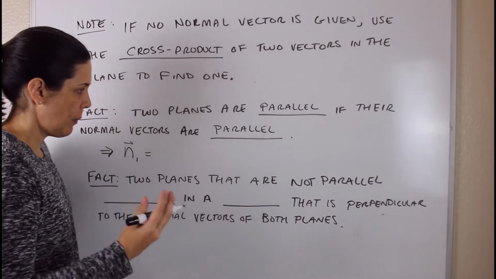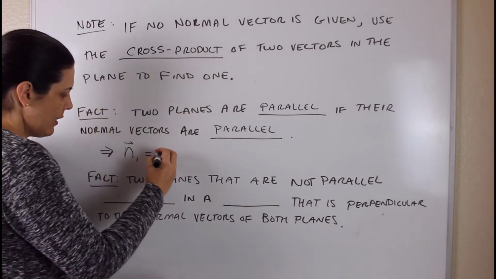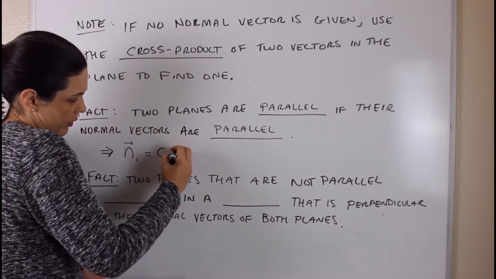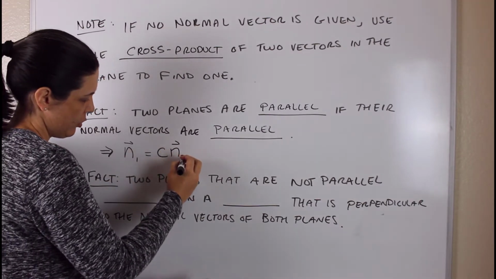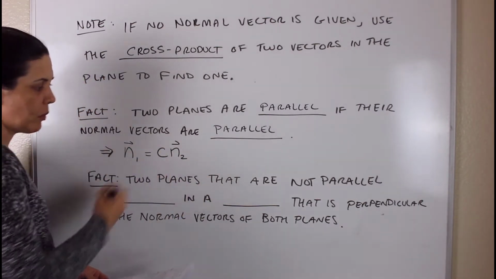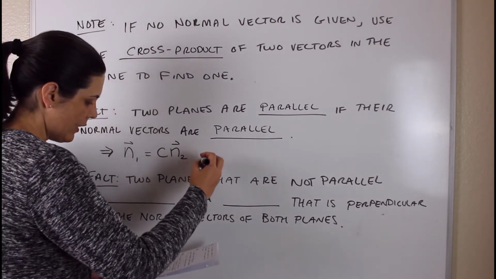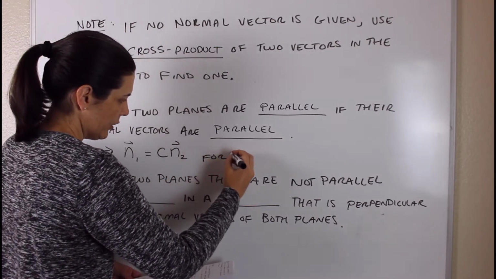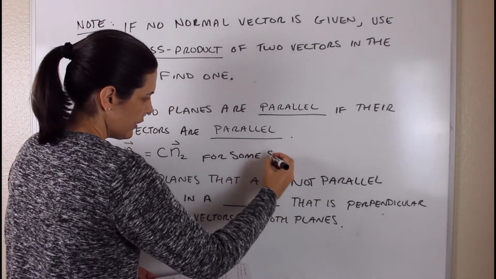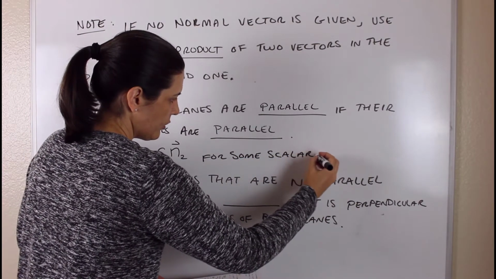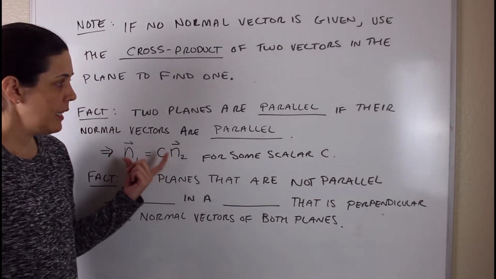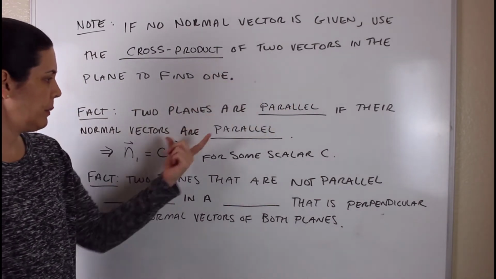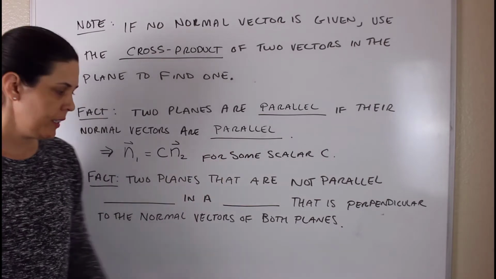Remember when we talked about parallel vectors a while back? That means that one is a multiple of the other. So you could say n1 is c times n2. Just scalar multiples of each other, and that's just for some scalar c. Okay, so two vectors are parallel if they're scalar multiples of each other. And when two planes are parallel, it's because their normal vectors are parallel.